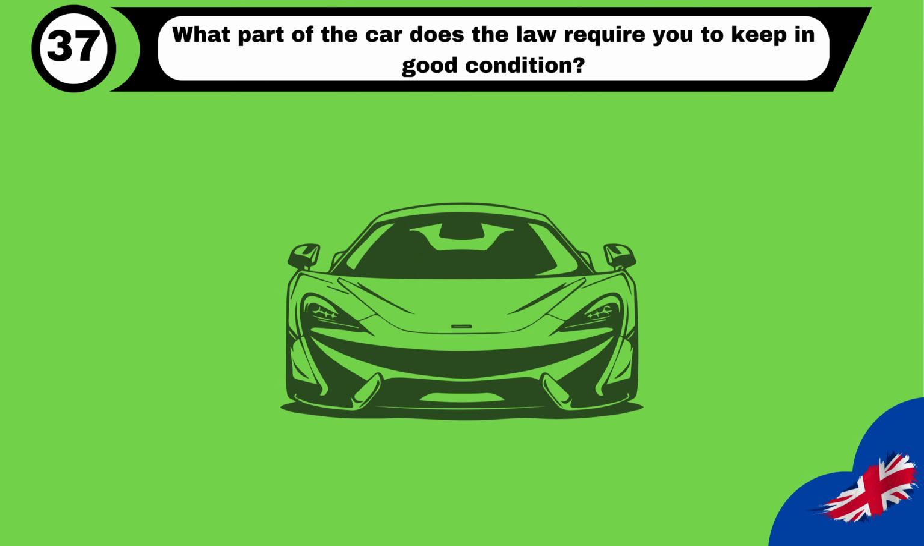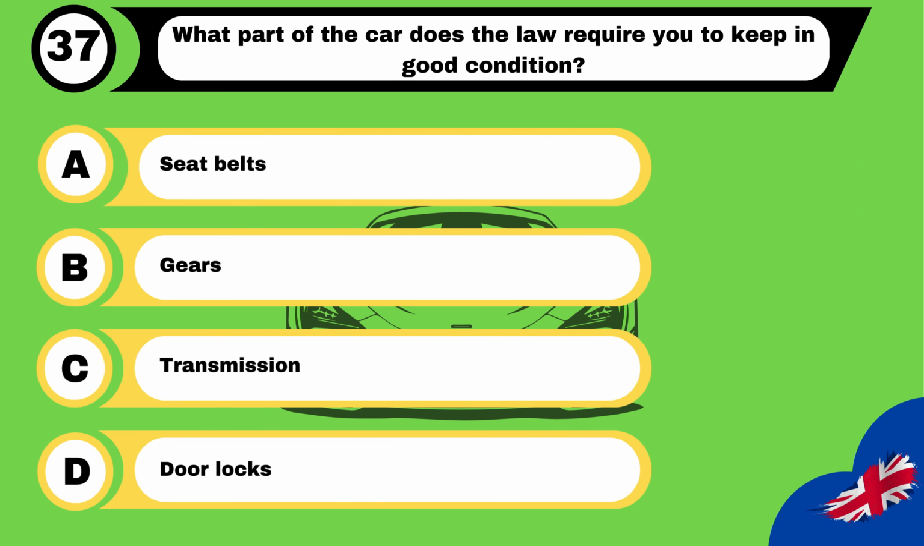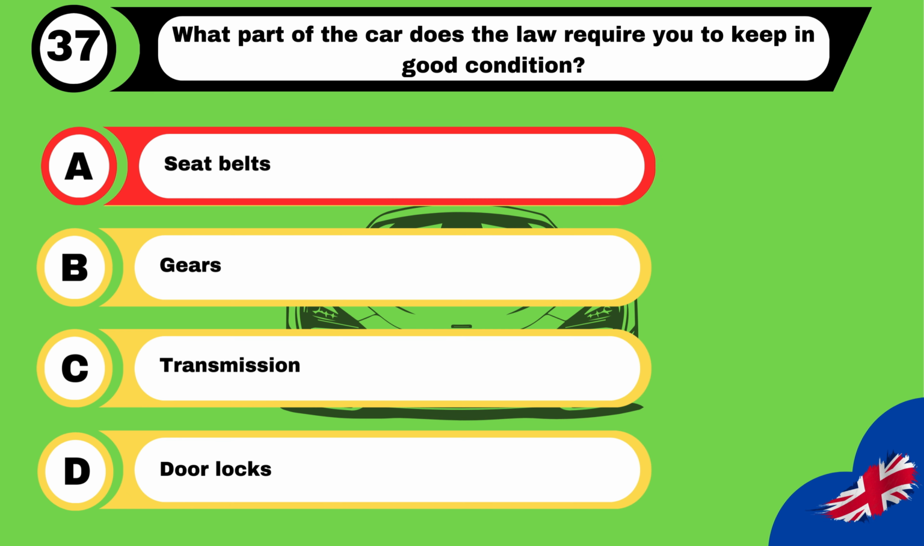Question 37. What part of the car does the law require you to keep in good condition? A. Seat belts. B. Gears. C. Transmission. D. Door locks. The answer is A. Seat belts.